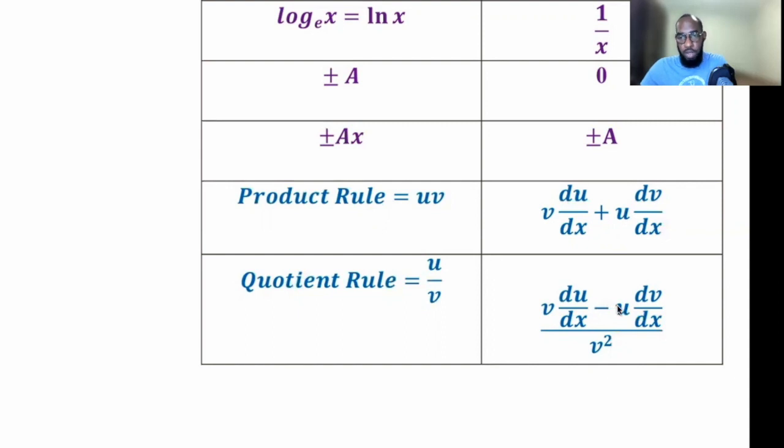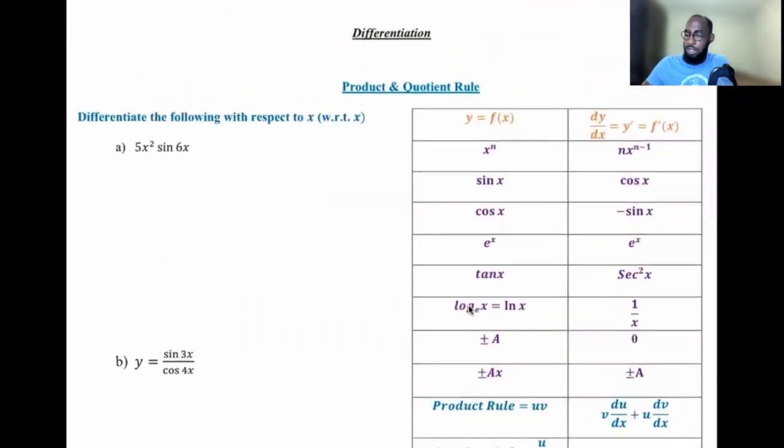You write down u after. You must write v first, differentiate u, and then write down u and differentiate v, with respect to x, and all over v squared. So whatever is v, that's what you'll be squaring. All right, so let's take a look at these questions one at a time.